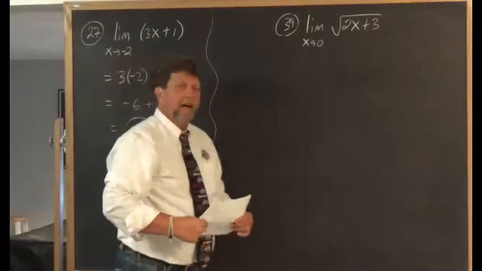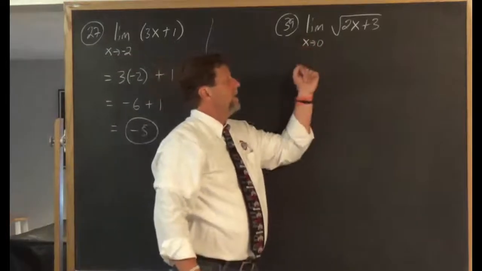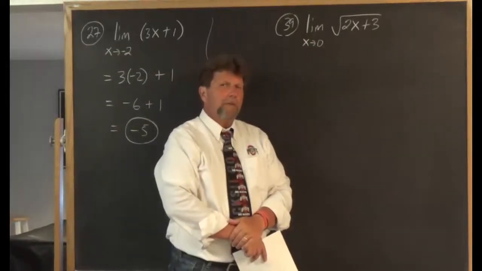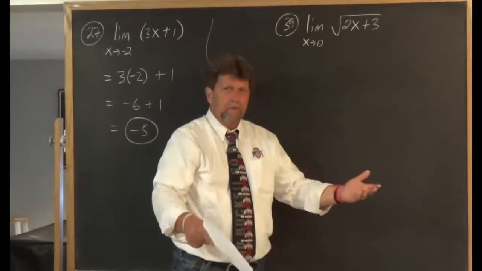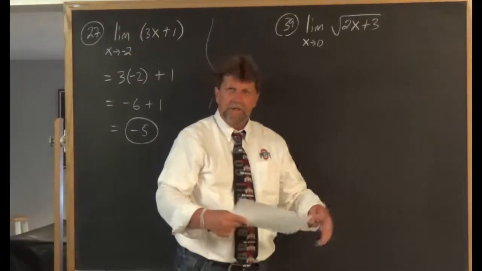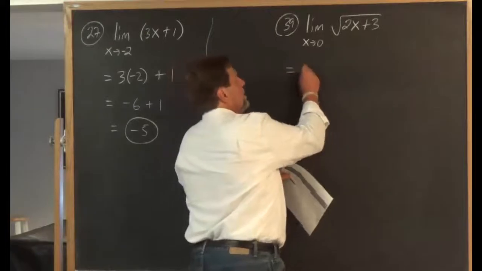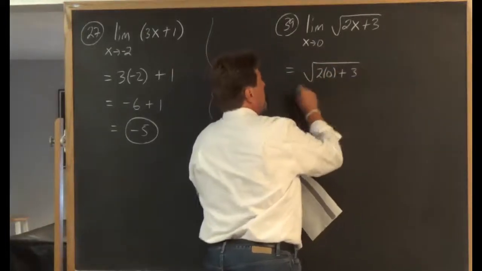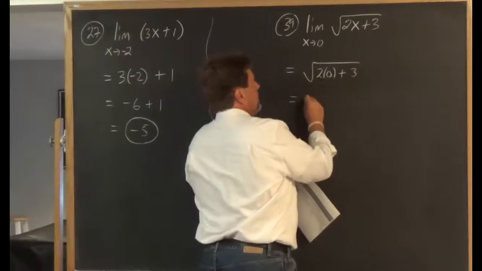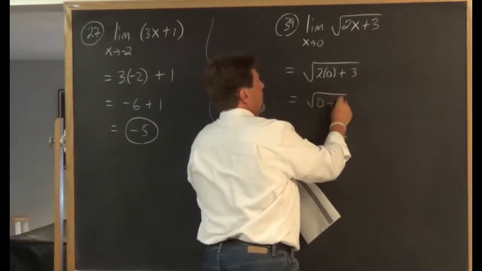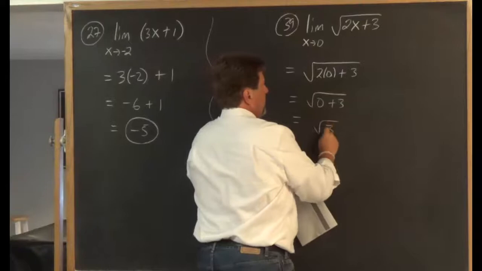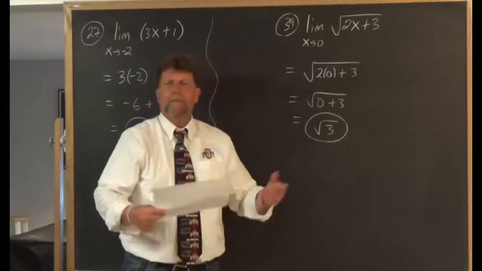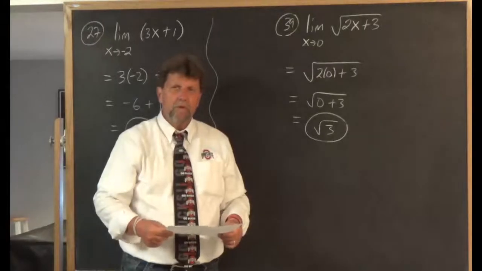In number 39, you are asked to find the limit as x approaches 0, the square root of 2x plus 3. Try substitution. See if it works. So we substitute 0 for the x. And see, 2 times 0 is 0. We get the limit to be square root 3. So it worked. Substitution worked.